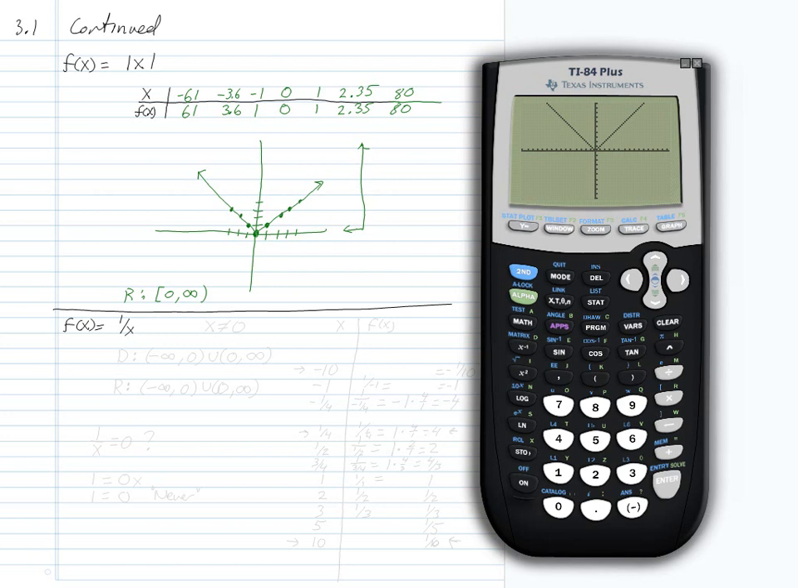The next function that I'd like to look at is, in my opinion, one of the more interesting functions in this section. So this function, 1 over x, we know that x cannot be 0. We don't want our denominator to be 0, so right off the bat I notice that there is a concern with the domain. The domain of this must exclude 0. Any other input, however, is fine. Positive numbers, negative numbers, fractions, decimals, anything goes except for 0.